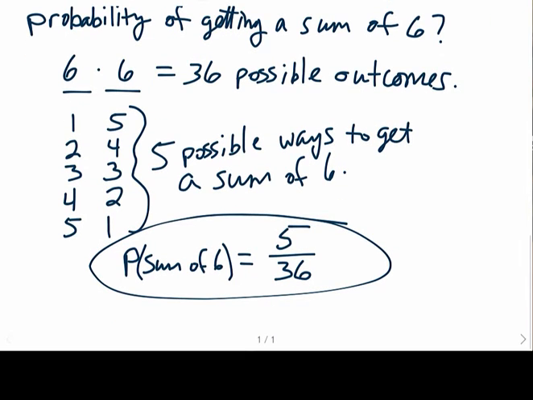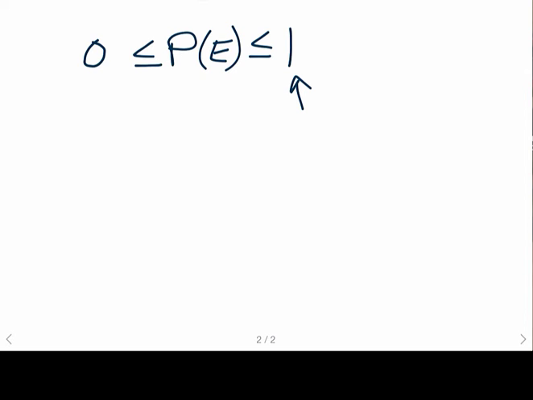It's probably pretty clear to see that for any particular event, the probability of E, some event, is going to be between 0 and 1. For instance, what's the probability of having a child and having it be either a boy or a girl? Well, that's going to happen. In most cases, we'll go ahead and call that 100% probability.